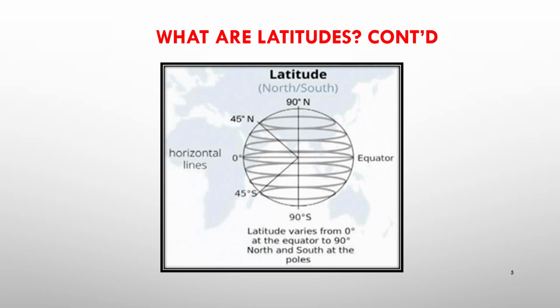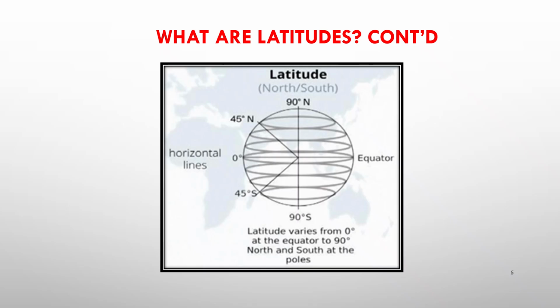So the range of latitude measurement is from 0 degrees to 90 degrees in each direction. You ask why this matters.